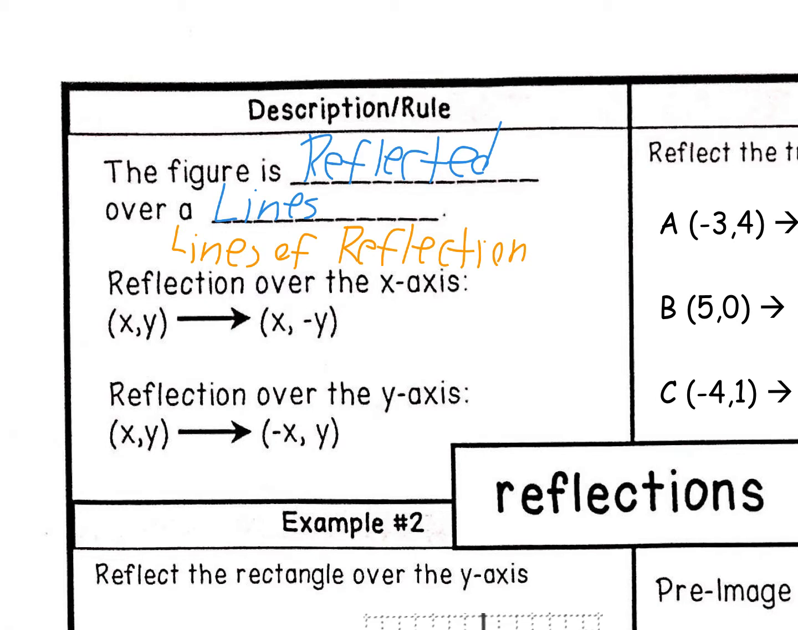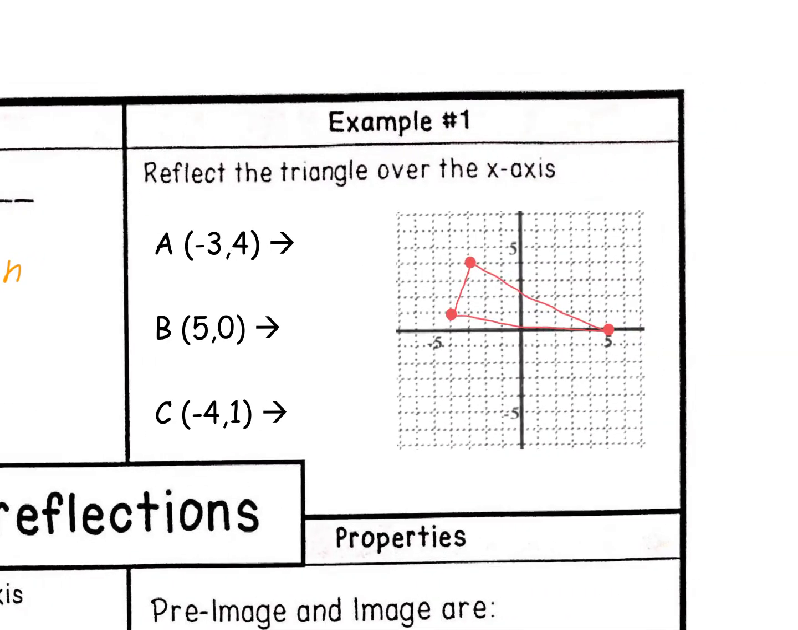Now, as far as the fundamentals, our x-axis and our y-axis, if we flip points over the x-axis, we're going to be changing the sign on the y-coordinate. Whereas if we flip things over the y-axis, we're going to change the sign on the x-coordinate. So whatever axis we're working with, we're going to change the opposing sign. How does this look applied?